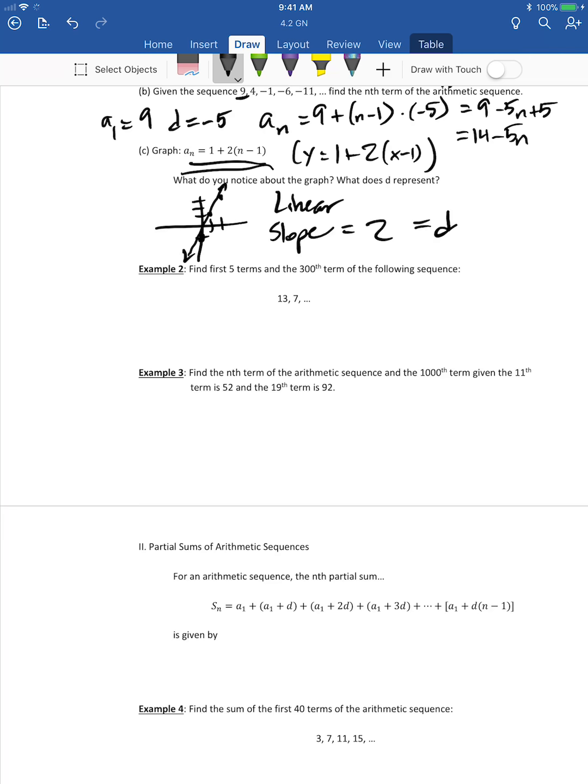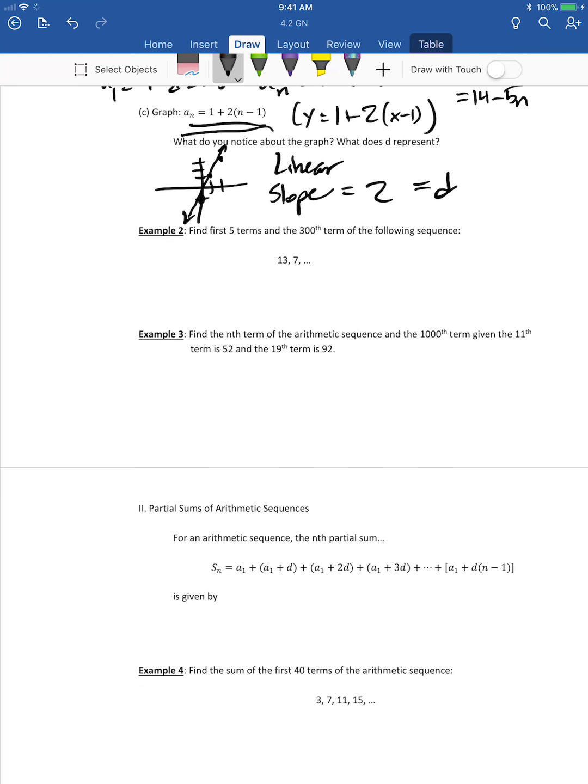Let's take a look at some more examples, though. So find the first 5 terms and the 300th term of the following sequence. So here they only gave us 2 numbers in the sequence, but that's still enough information to figure out what the nth term is. My first term is 13, and then d is -6. I'm subtracting 6 to get to 7.